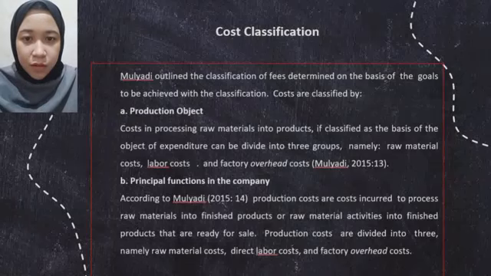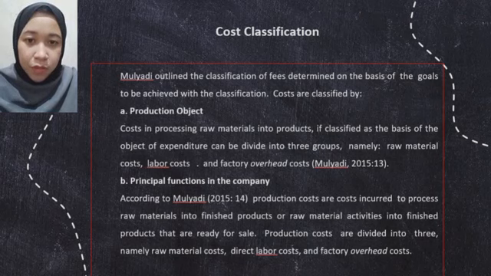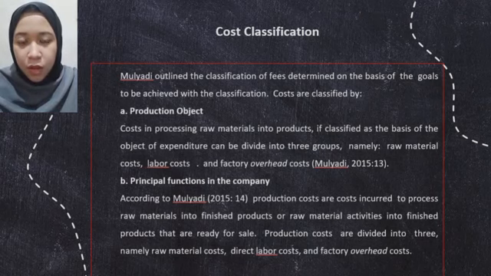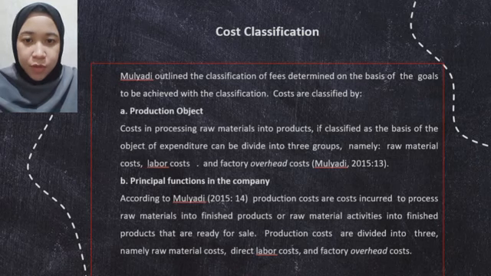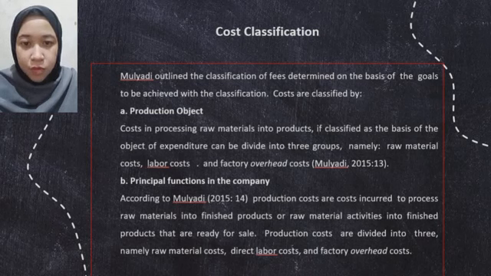Cost classification. Mulyadi outlined the classification of costs determined on the basis of the goals to be achieved with the classification. Costs are classified by, first, production object. Cost in processing raw materials into products, if classified on the basis of the object of expenditure, can be divided into three groups, namely raw material costs, labor costs, and factory overhead costs.